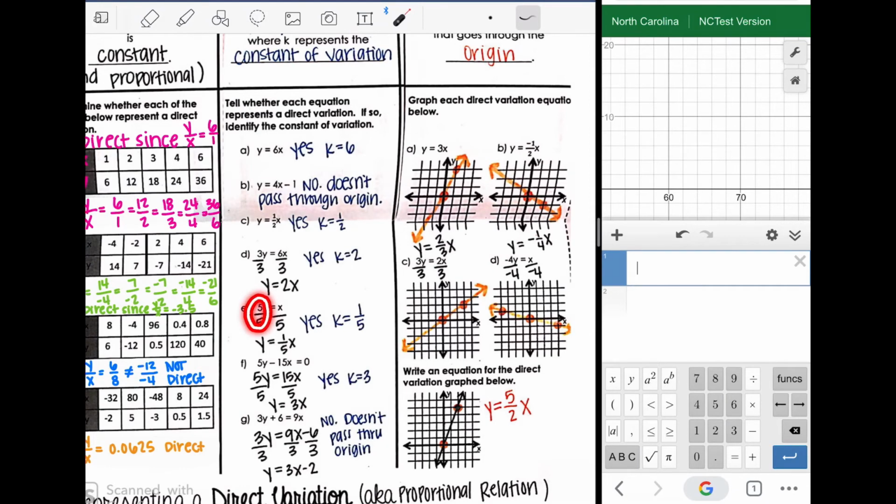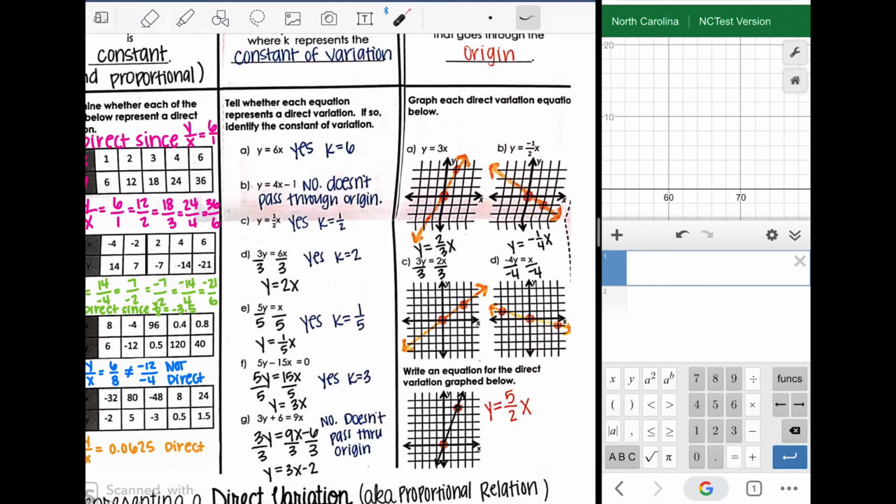Same thing for part E. We have a coefficient in front of the y that can be divided on both sides, and that simply gives us a k value that's a fraction, but that's okay. So y equals 1/5 x is still in the form y equals kx, so your k value is just 1/5 for that one.